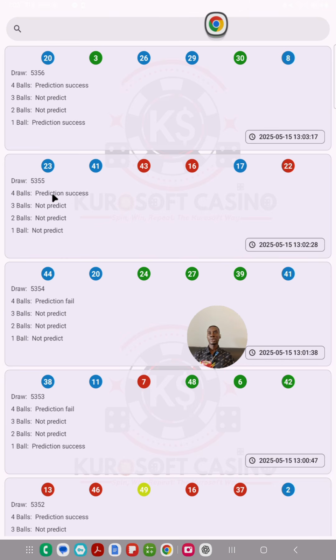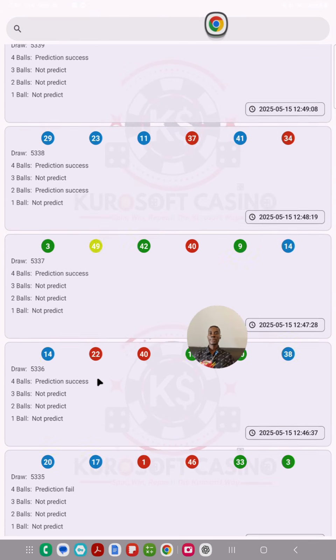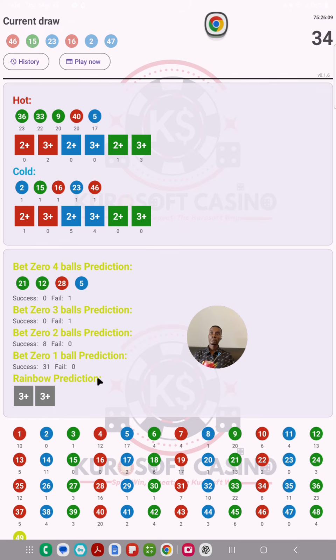So in the history you can see for this number of hours it has run, it has recorded 5,356 draws. This prediction has recorded 31 successful predictions without failing. Continuous successful predictions 31. Then this one 8 times successful prediction. Then this one has one time, the last prediction failed. This one also the last prediction failed.